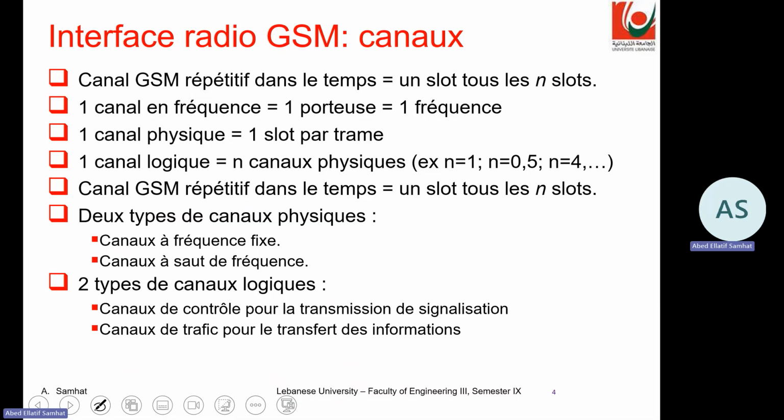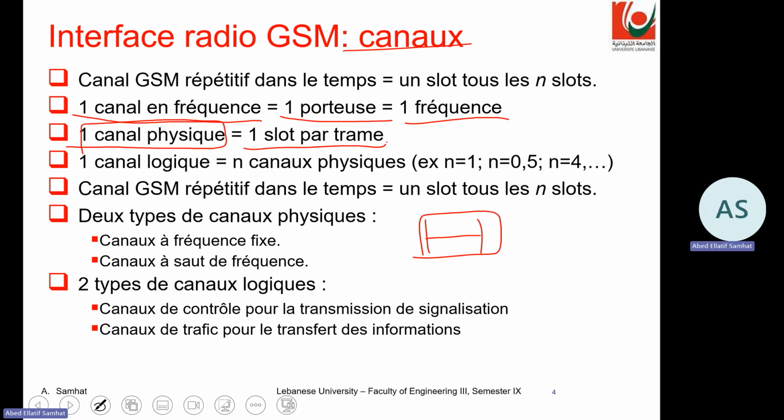So what's a channel in GSM? After knowing how the GSM radio interface is designed, let's see what a channel is. Typically, a time slot is the physical unit that we use for a channel. In frequency, a channel is one carrier, which is one frequency. The physical channel is one slot per frame.